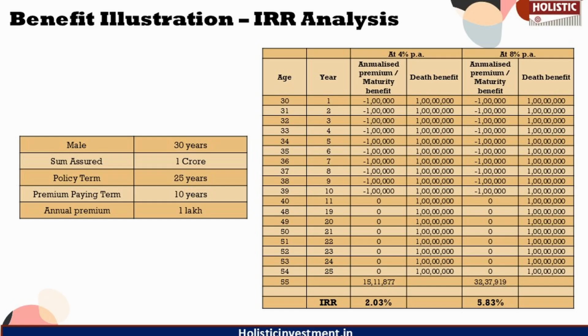So if the policyholder pays the premium regularly, at the end of 25 years he would be receiving the fund value. Here the fund value at 4% is 15.11 lakhs and at 8% it is 32.37 lakhs, and the IRR for 4% is just 2.03%. That's the percentage of return you will get in your hand, and which is not even comparable to a savings bank account rate of interest. And if you look at the IRR for the 8% return, this is 5.83%, and it's also not comparable to fixed income instruments itself.